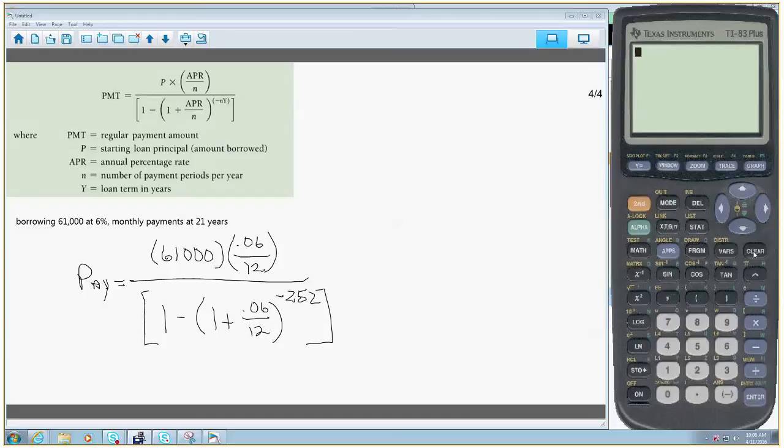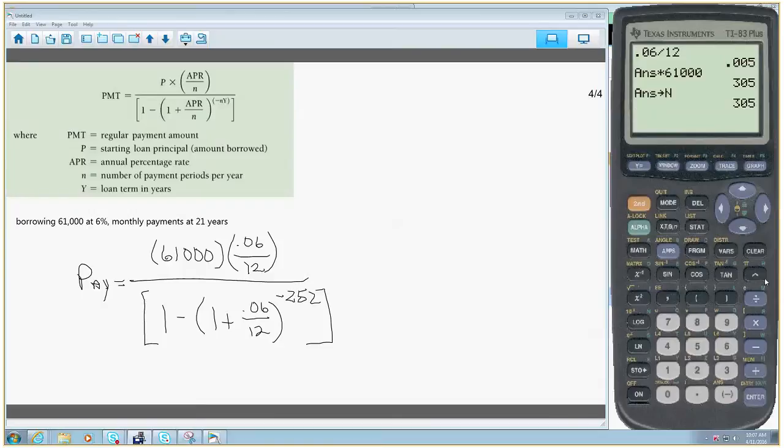All right, 0.06 divided by 12 equals, and keep that in your memory because you can reuse that down there and you don't have to do the calculation twice, times 61,000. And that's equal to that number. And I'm going to store that number, that's alpha n for the numerator.